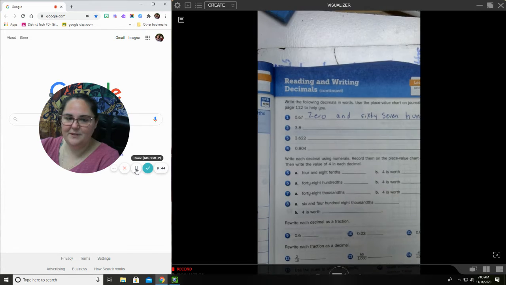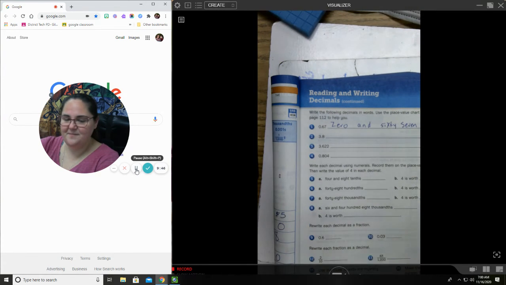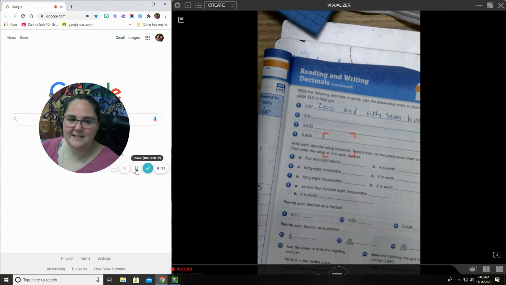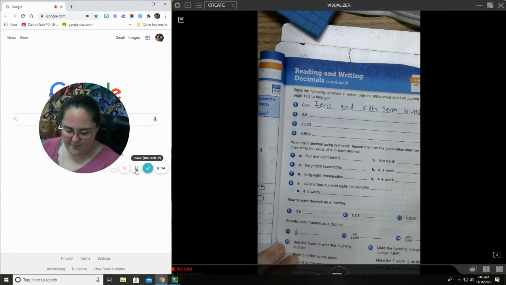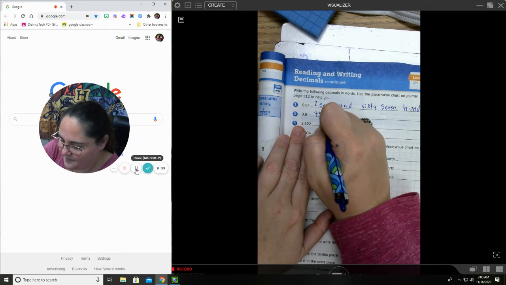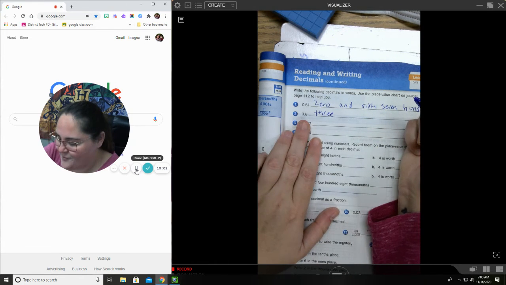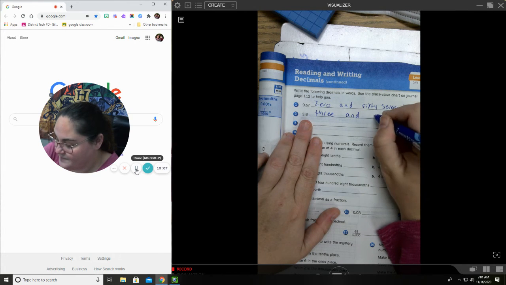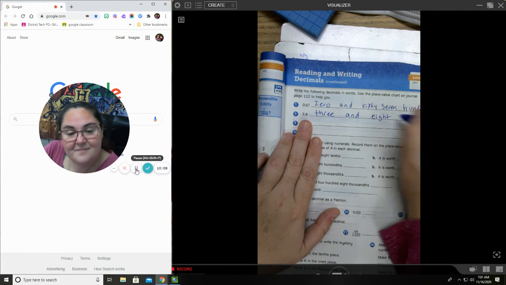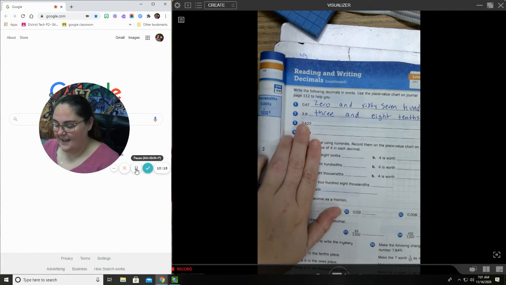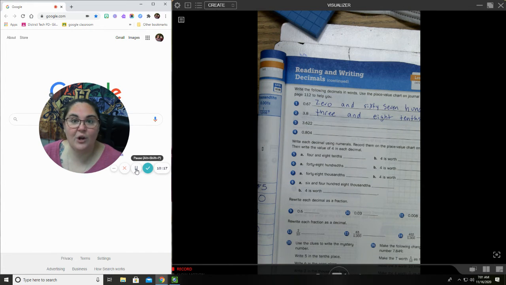So I zoomed in just a little bit. I'm going to zoom back out so you can see it all. All right, here we go. Let's do this next one, 3.8. All right. What's before my decimal? What do I write for my decimal? What's after my decimal? And what place value is it in? All right, I want you to try the next one on your own. Try it, see what you get.